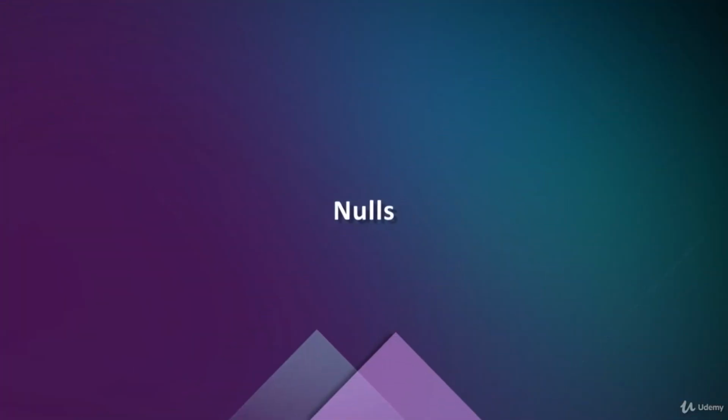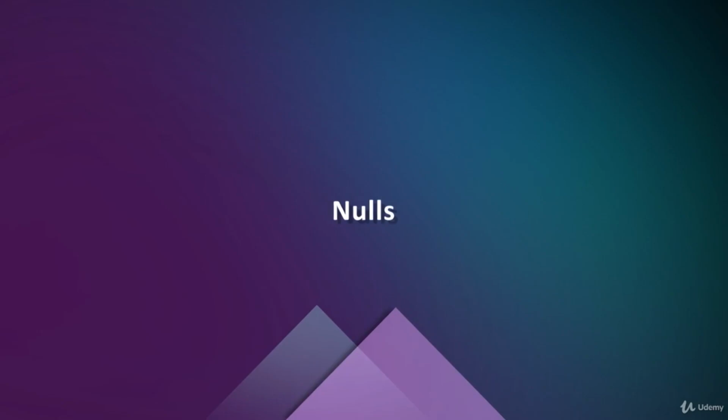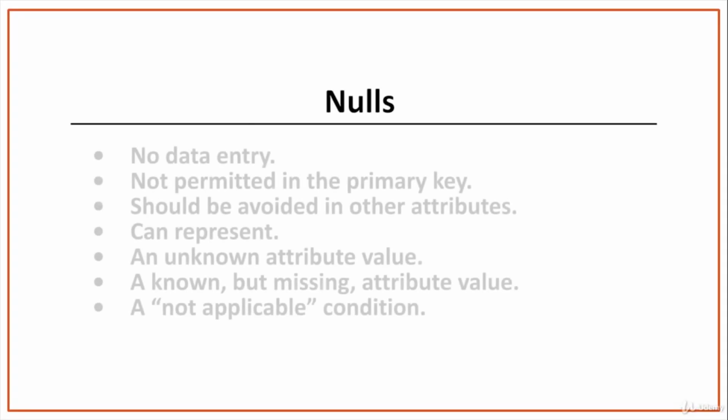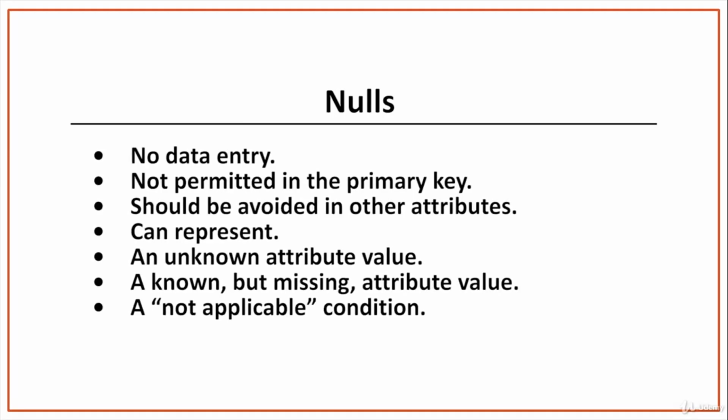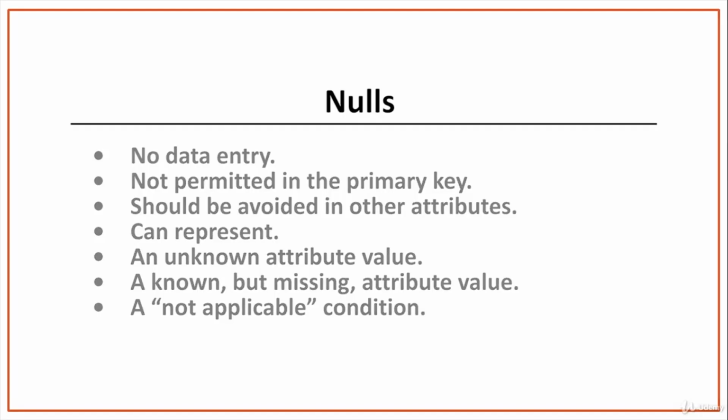Nulls. A null is a special symbol independent of data type, which means either unknown or inapplicable. It does not mean zero or blank. Features of null include no data entry, not permitted in the primary key, should be avoided in other attributes, can represent an unknown attribute value, a known but missing attribute value, a not applicable condition.